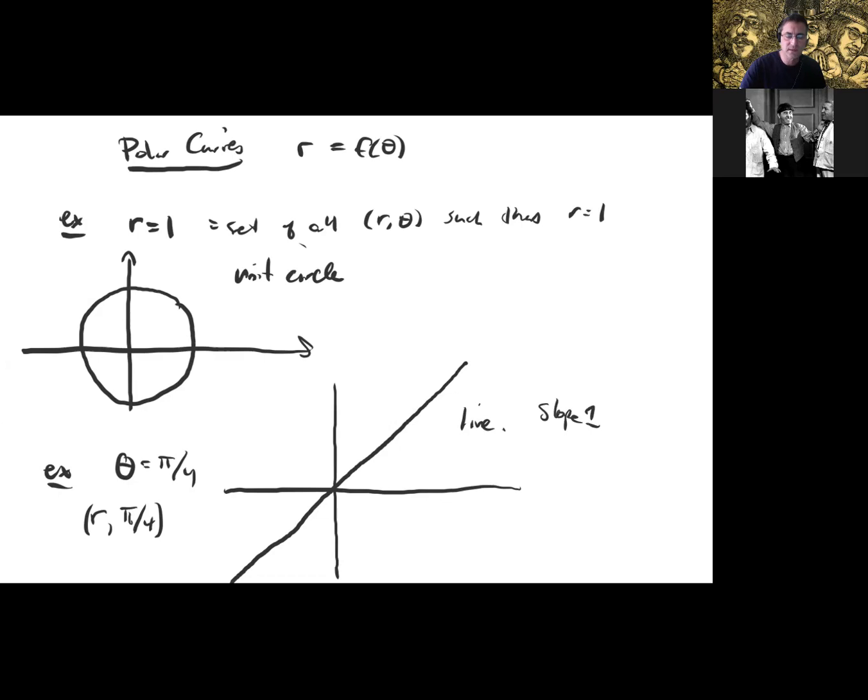So let's consider something more complicated. How about r equals the cosine of theta? Now we get into manipulation of the equation, because there's no way to guess the answer from just looking at this. We have to manipulate it. So one thing we can do is multiply by r. So you get r squared equals r cosine of theta. Now r squared is x squared plus y squared. I'm converting this to rectangular now. And the right side is x, because x is r cosine of theta. So x squared plus y squared equals x.